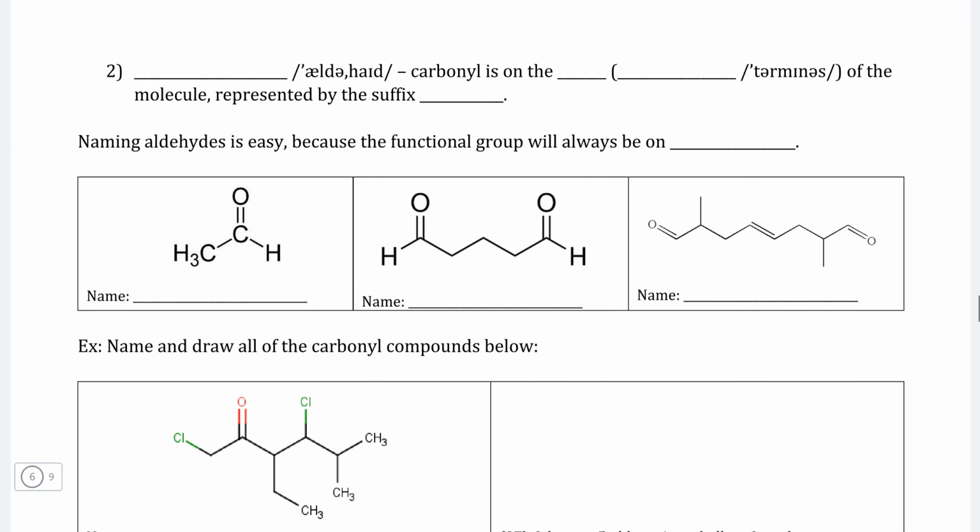Now this begs the question, what if the ketone falls on a terminal carbon? Well, then we wouldn't have a ketone at all.